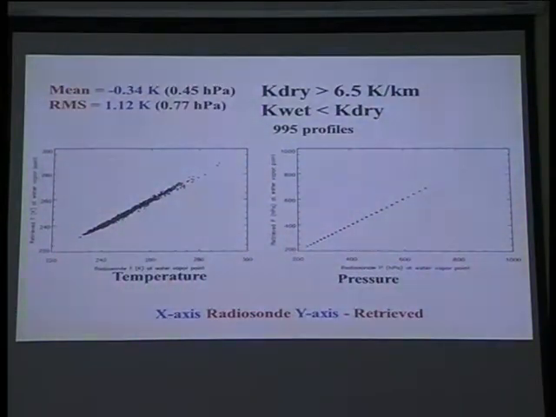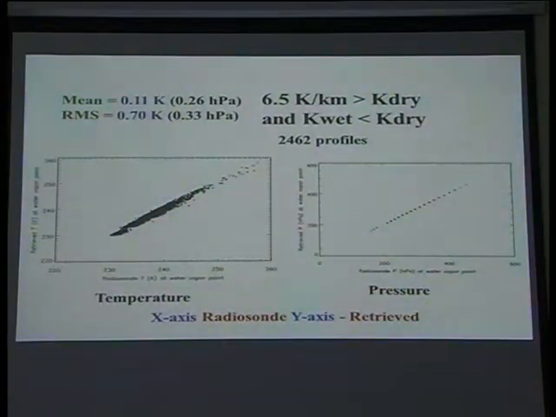So now consider typically dry cases, that is when K dry is greater than 6.5 Kelvin per kilometer and K wet is less than K dry. In that case, RMS is 1.12 Kelvin and mean is minus 0.34 Kelvin, and pressure of course within 0.77 hectopascal, and less than 1 hectopascal we can say accuracy.